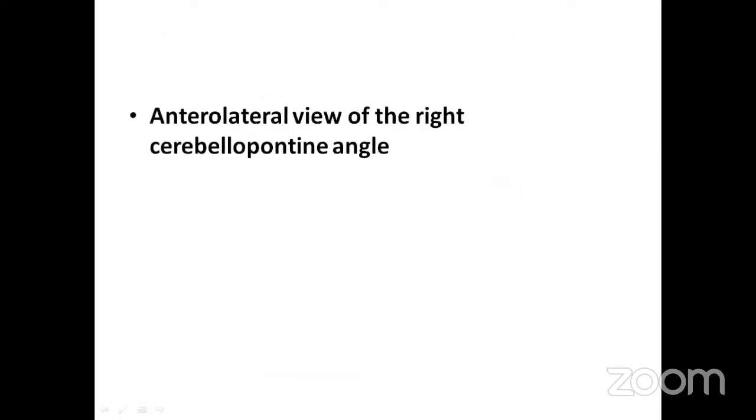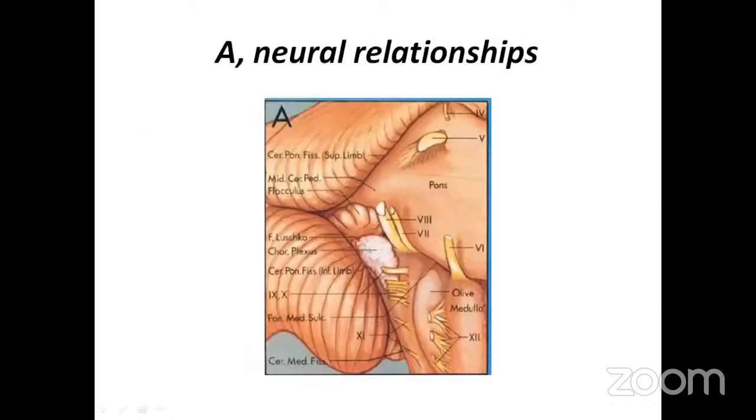Now we will see the anterior-lateral view of the right cerebellopontine angle. First, we will discuss the neural relationships. This is the 7th and 8th, that is the facial and vestibulocochlear nerves, that lie lateral to the pontomedullary sulcus. This is the pontomedullary sulcus, pons, medulla. This is the lateral part, and here is the junction of the 7th and 8th nerve with the brain stem.